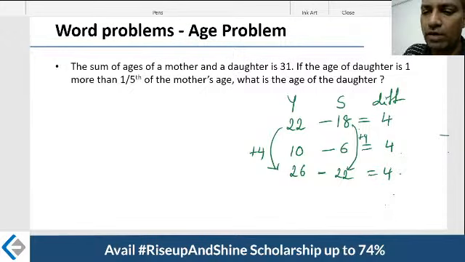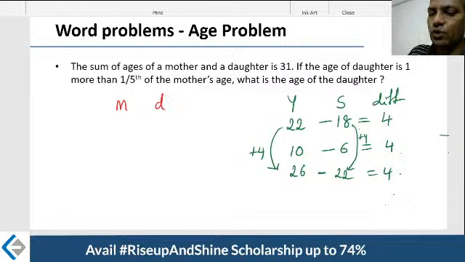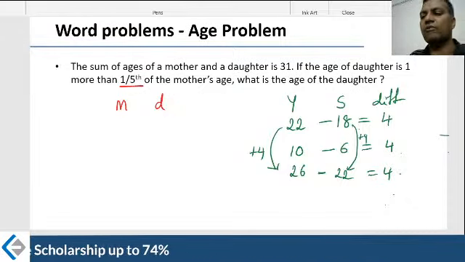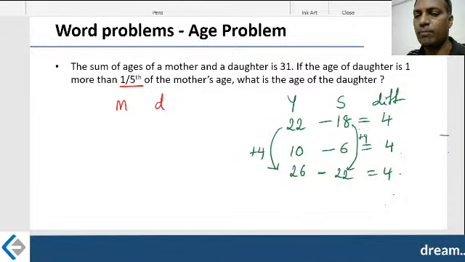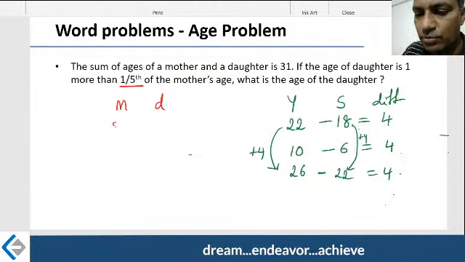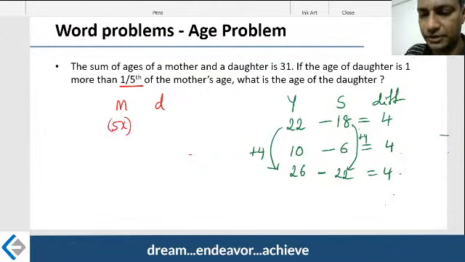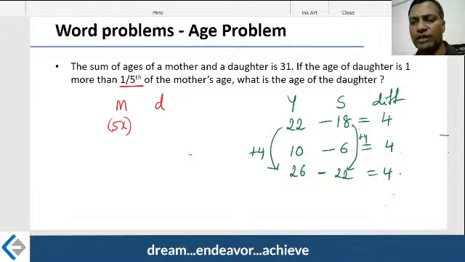All right, let me take one variable and work it out. Let's say the mother's age and the daughter's age. Now look at the fraction, 1/5 of the mother's age. The daughter's age is 1/5 of the mother's age. I will assume the mother's age to be 5x years. Why? Because calculation of 1/5 is easier.